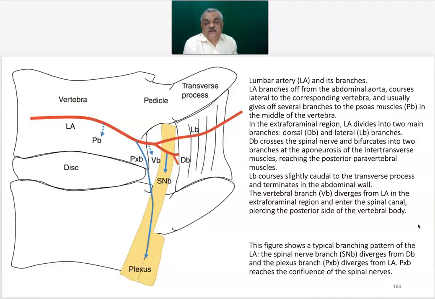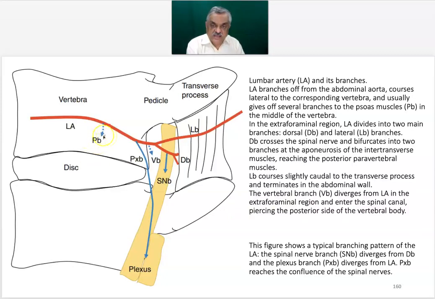Now we go further and we try to study the typical branching pattern of the lumbar artery. The lumbar artery branches off from the abdominal aorta. It courses lateral to the corresponding vertebra and usually gives off several branches to the psoas muscle. That is, PB is the psoas muscle branches.